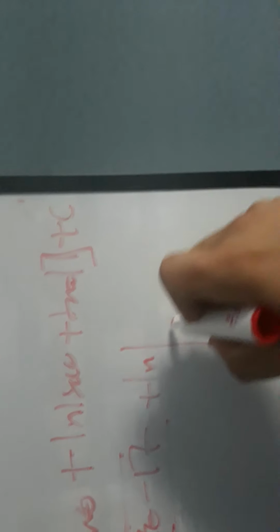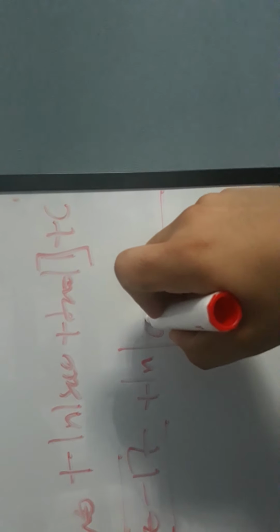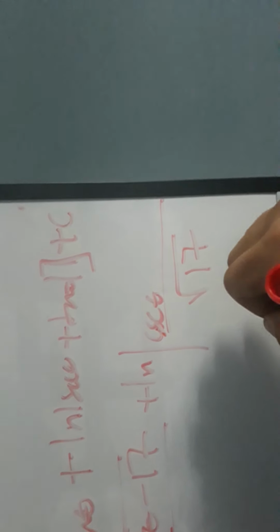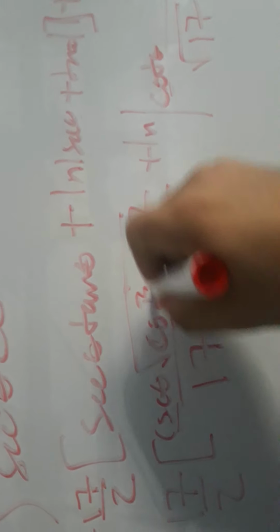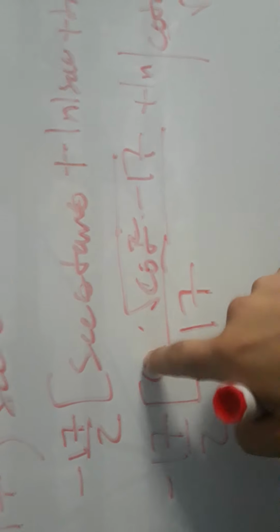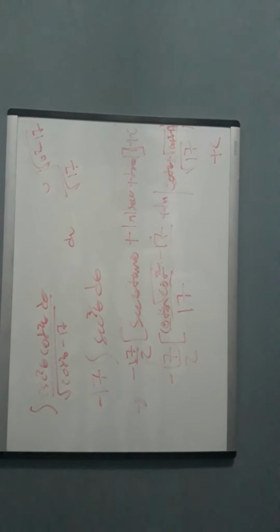plus ln radical 17 cosecant theta. Oh, did I say cosecant? I meant cotangent. Cotangent theta. And over here, this is cotangent theta plus radical cotangent theta squared minus 17 plus c. And that is how you get that. So there you go.